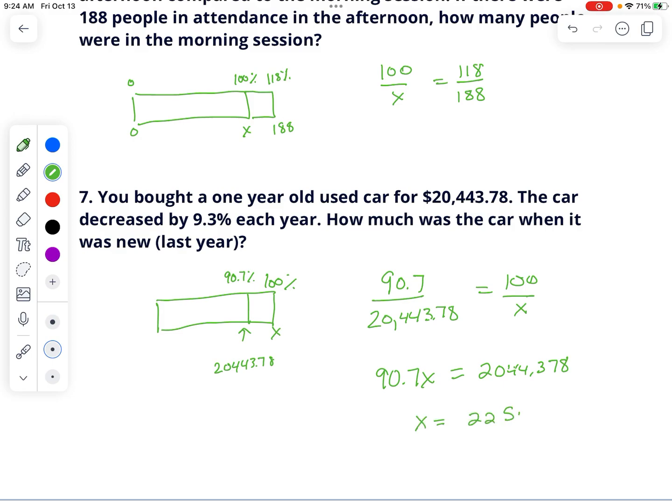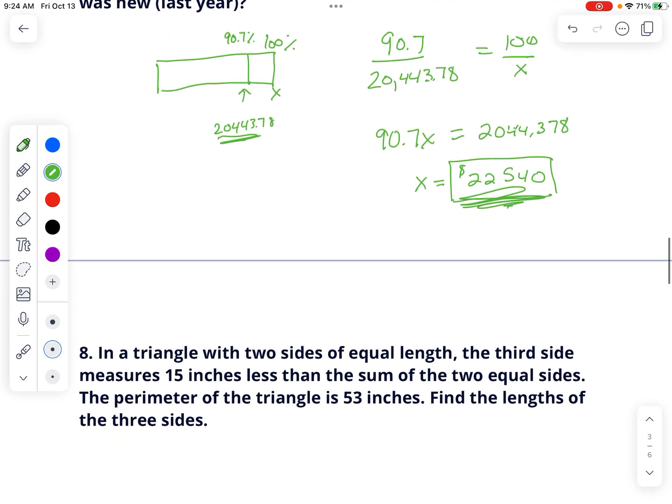So then I get 22,540, which seems to make sense. This was the original price, so it's higher. And we can't just take 9.3% of that other number and add it on. It's a little bit different value because taking 9.3% of this number versus this number is going to be different amounts. So use the tape diagram. Proportion comes really easily, and it does not seem like a difficult problem.